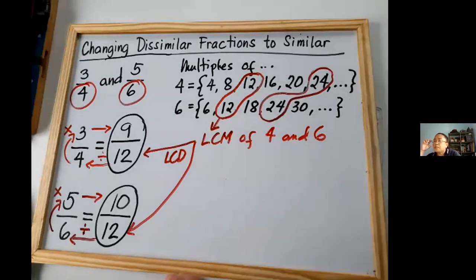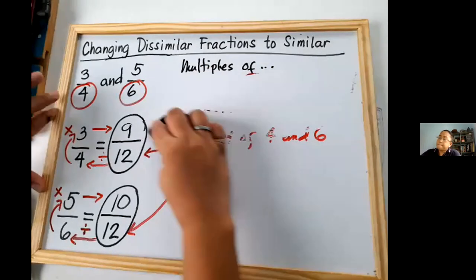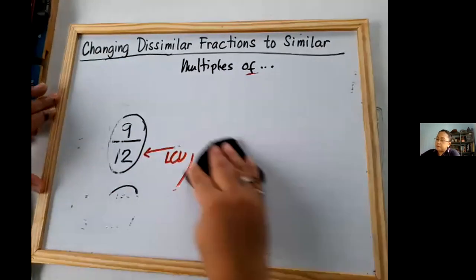Tanong, ma'am, lagi po bang dapat ibang numero yung lumalabas na LCD? Hindi laging ganon. May pagkakataon na you have either one of the two denominators. Okay? Na magiging LCD niya. So, anong itsura nun? Ganito yan. I'll give you another example for that. Let's have a third example.